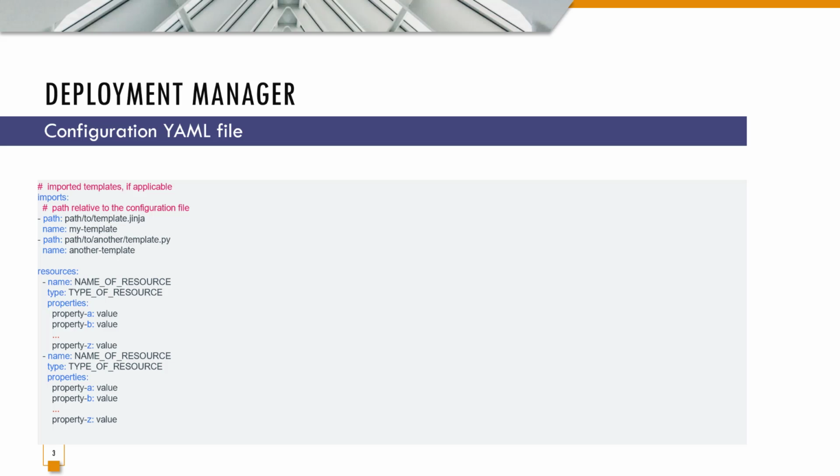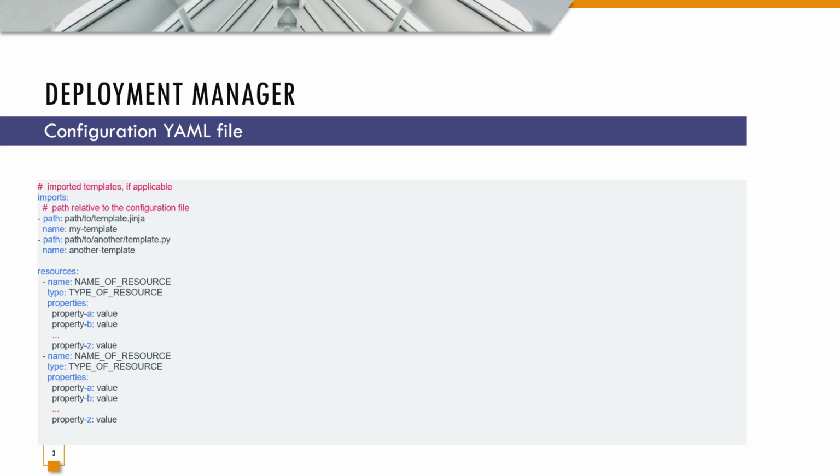So this is how an example YAML file looks. The top portion consists of all the templates that you have imported. This is not a mandatory key, so it's not necessary that a configuration YAML file should have a template file. However, what is necessary is the resource key. So each YAML file should contain at least one resource key.